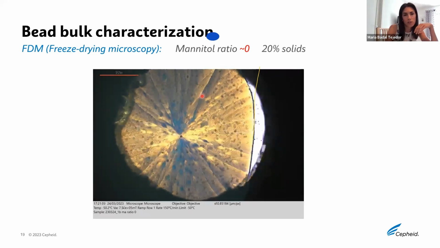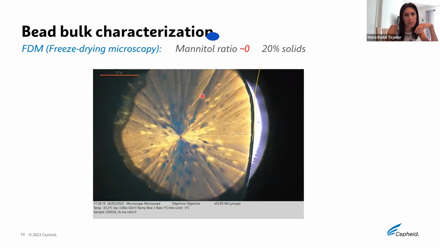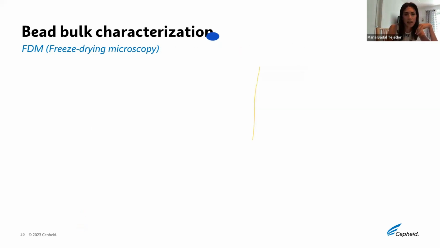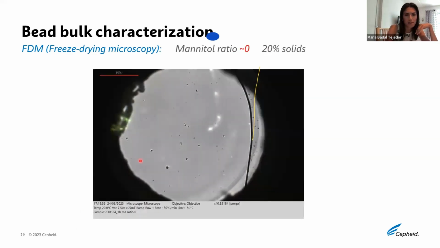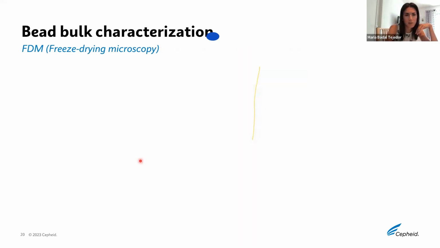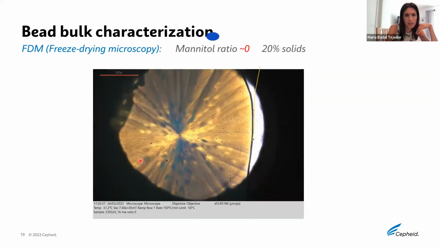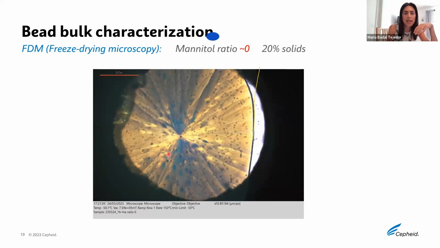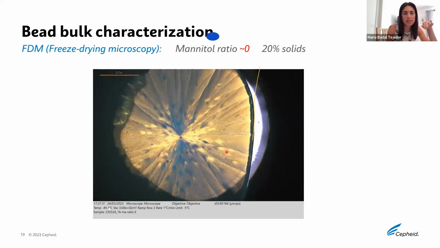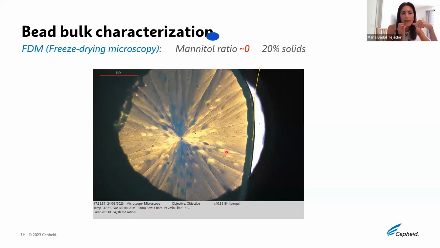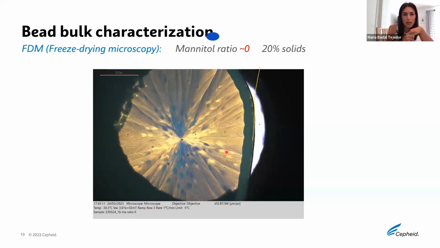But of course, what we see when mannitol is not present in the formulation is, oh, sorry, it doesn't play. It's a completely different behavior. So the solution freezes, and then the drying front starts, and then the solution just collapses. So there is no restructuring. Of course, we don't have mannitol present in the formulation, and we still have 20% of solids.